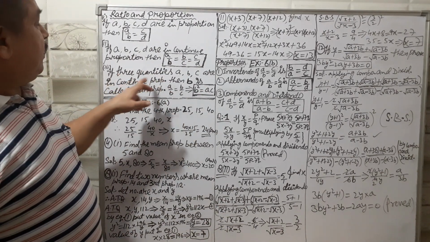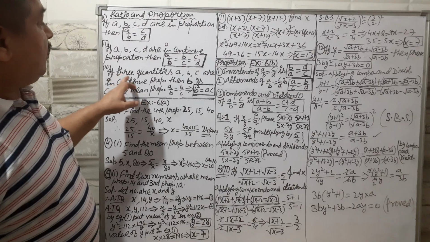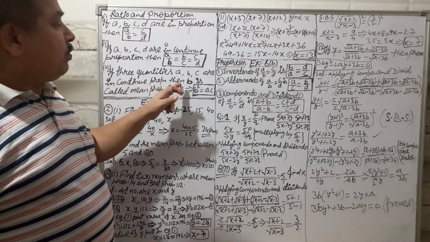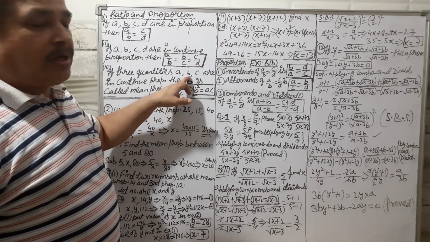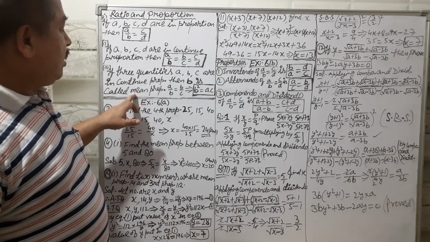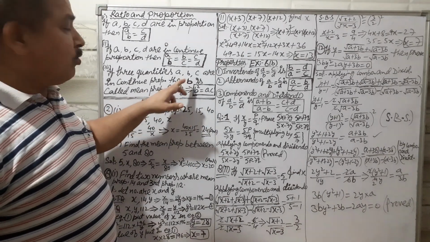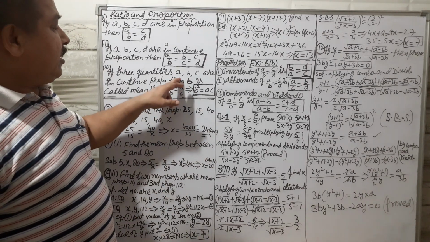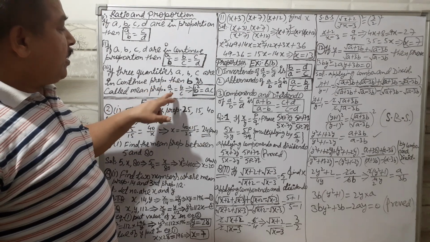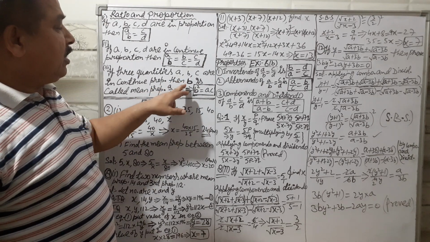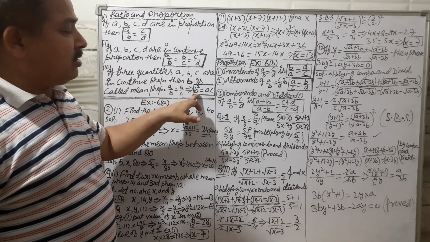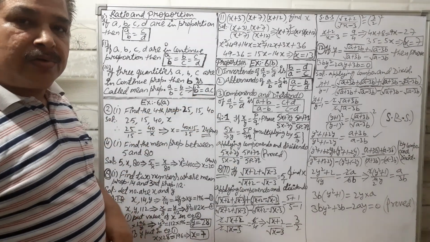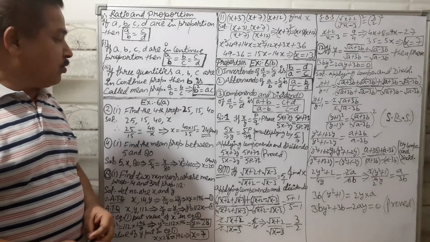Now see the third type. If there are three quantities which are in continued proportion, then the middle quantity will always be the mean proportion. Middle quantity is called mean proportion. So now just write in continued form: a upon b, and b will repeat, b upon c. Cross multiplication, then mean proportion will come: b square is equal to ac. What is b? Mean proportion.